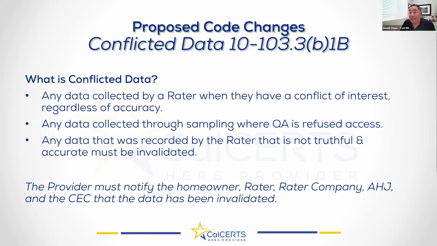So the really interesting part of this is that the code says that the provider, right, we have to notify the homeowner, the rater company, the building department, and the CEC that the certificates are invalid. That's as far as the code language goes, but we're supposed to tell all of you. Okay, so what everybody does with that, nobody knows. I suppose it's up to you, especially the HJs.